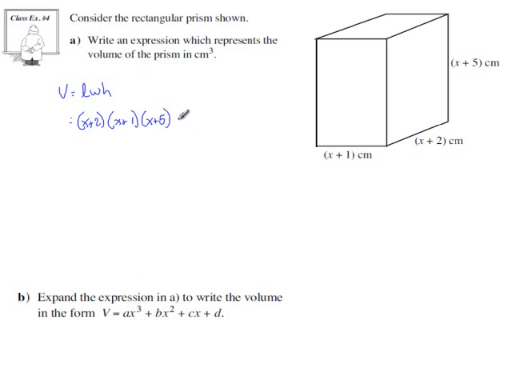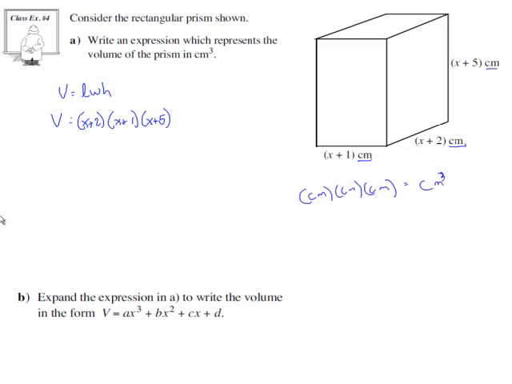If you did it in a different order, it doesn't matter. Because these three things are just being multiplied together, it doesn't matter which order they're multiplied in. So the expression for volume is x plus 2 times x plus 1 times x plus 5. The units of your volume will be in centimeters cubed, because when you multiply the units out, you'll get centimeters times centimeters times centimeters, which equals centimeters cubed. That's why volume is in units cubed.